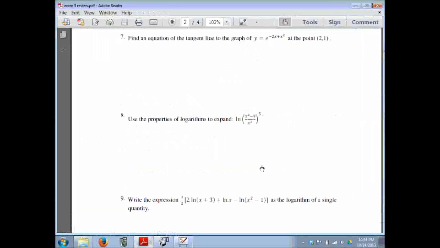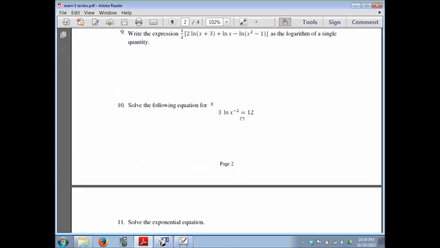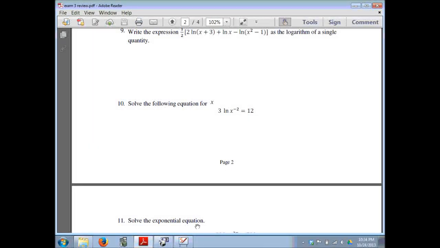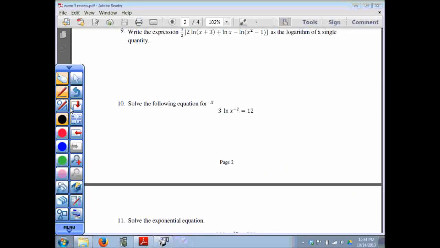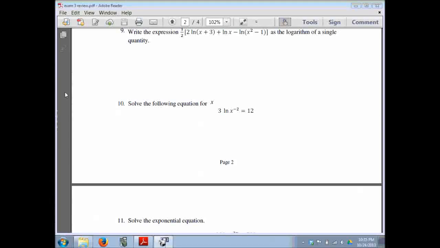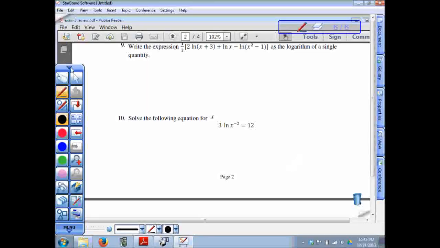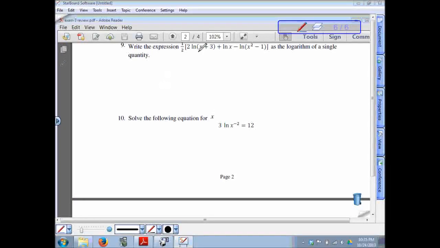Okay, question 9 is doing the opposite of what we just did. Taking multiple logarithms, condensing it down to a single logarithm. So we can start inside, seeing what we have here. This exponent, or this 2 in front of the logarithm, needs to come back up in front as an exponent.